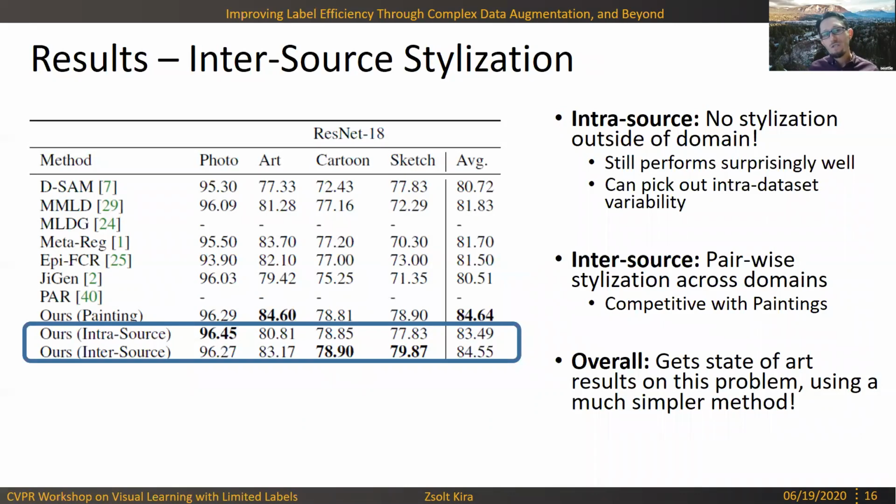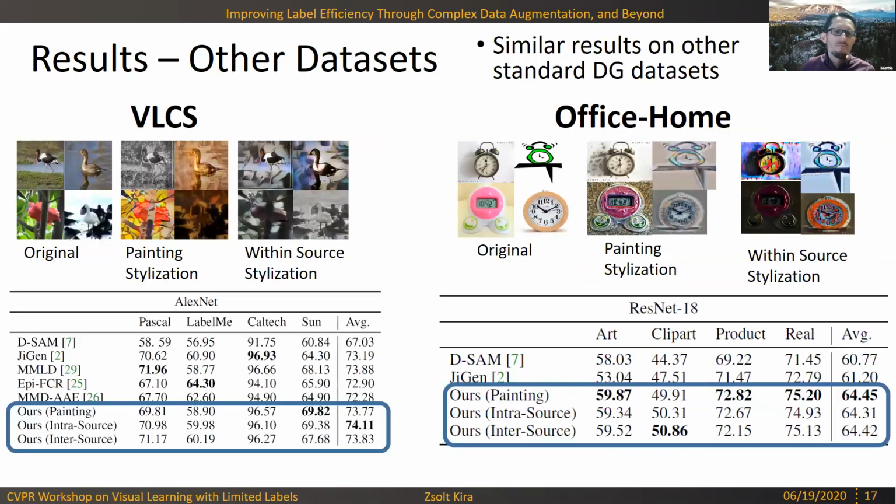So this is really interesting and maybe unexpected, because we initially did not think this would work if we didn't use an external source. We've done this rigorously across many other data sets and find the same kind of state-of-the-art results. And again, even intra-source or inter-source does really well in these cases.